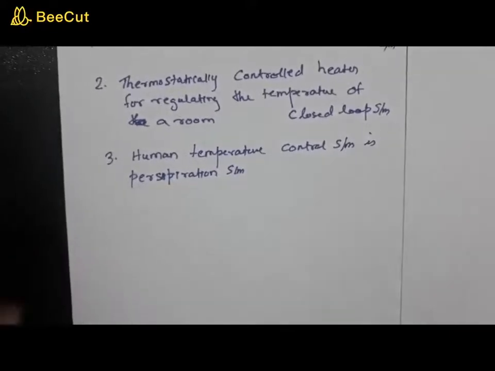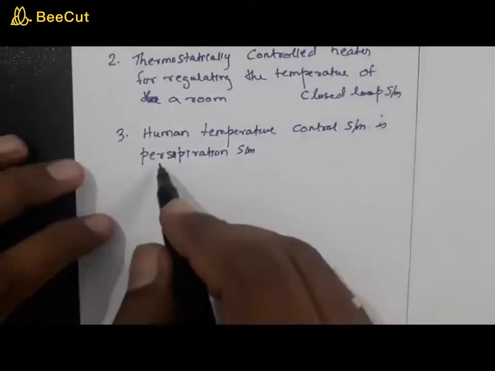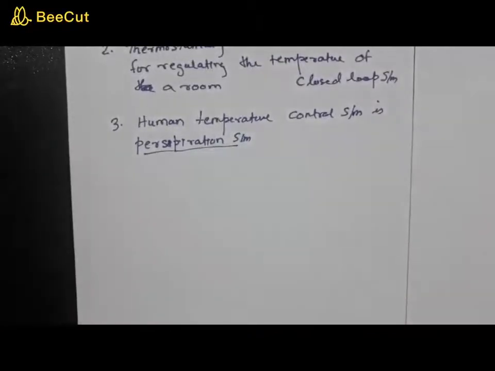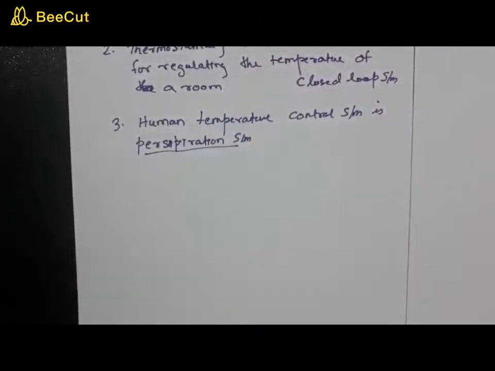Now, another control system is the human temperature control system, which is the perspiration system. As the outside temperature increases, we sweat, and the sweat is actually a control action done by the human body to maintain the coolness of the body, or to maintain the temperature inside the body. So it perspires, and that evaporation in the form of sweat induces some cooling inside the body. So that is again a control system. Okay.